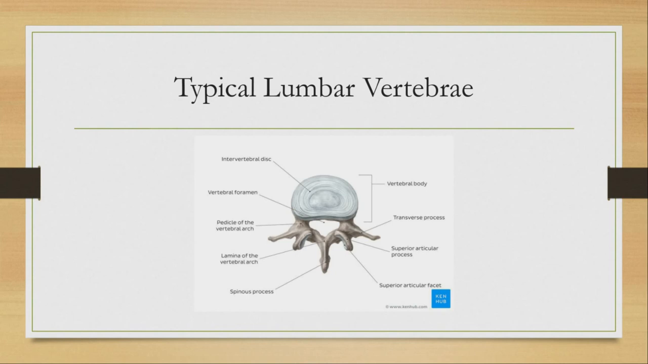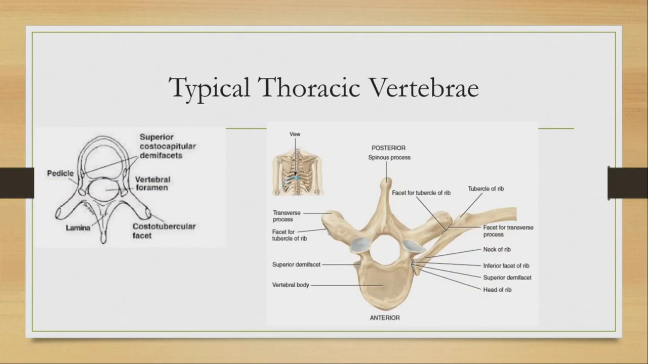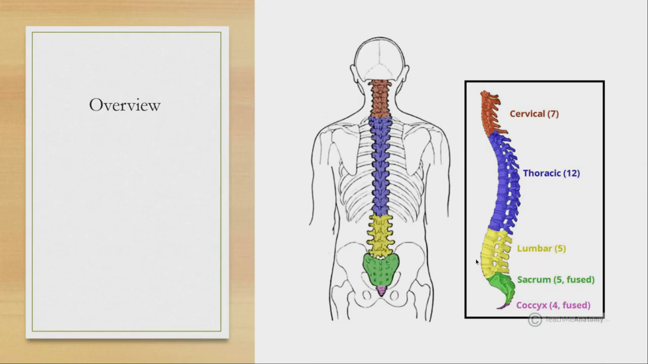and a spinous process. The only atypical lumbar vertebrae is the L5 vertebrae, and this has a large vertebral body and a large transverse process. And this is because it's used for weight bearing and supporting the weight of the rest of the vertebral column. Because if you go back to the start of the vertebral column, the fifth lumbar vertebrae has to hold up the entire weight of the other vertebral column.